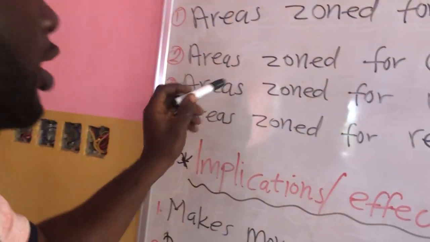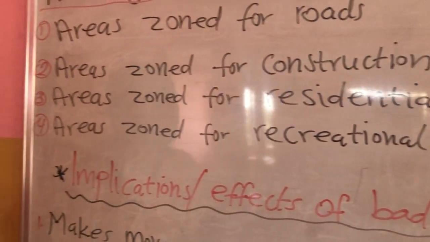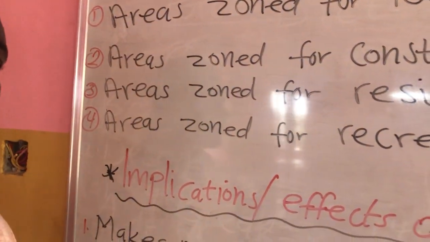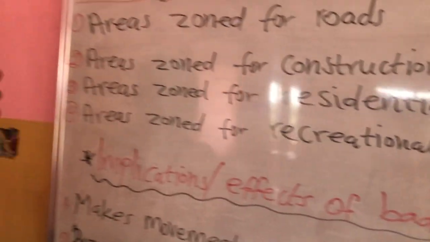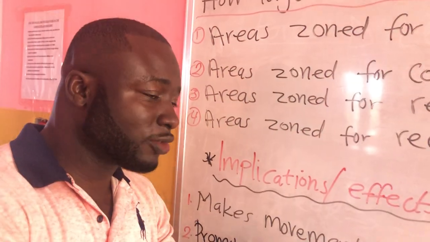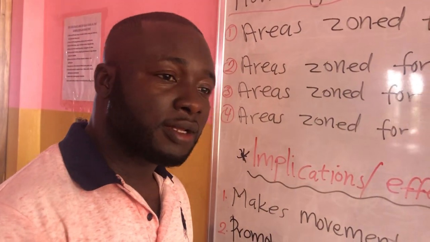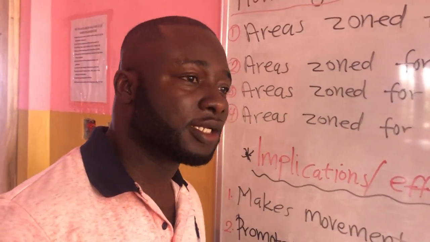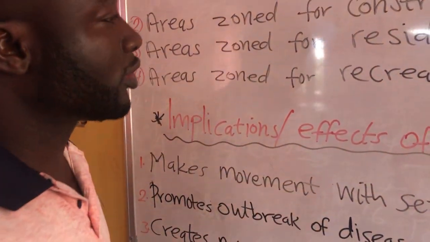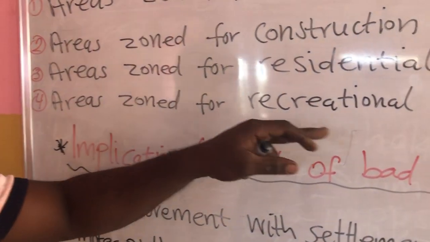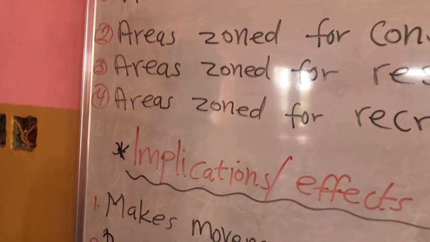The third one says area zone for residential purposes. An area for residential purposes should never be closer to a factory, a market, or a busy commercial center, because we've gone to work, we are tired, we are back to our homes to have a sound sleep. So a market, a lorry park, or factories should not be closer to a residential area. A residential area is where we reside, where we sleep. Okay, now let's go to the next one.